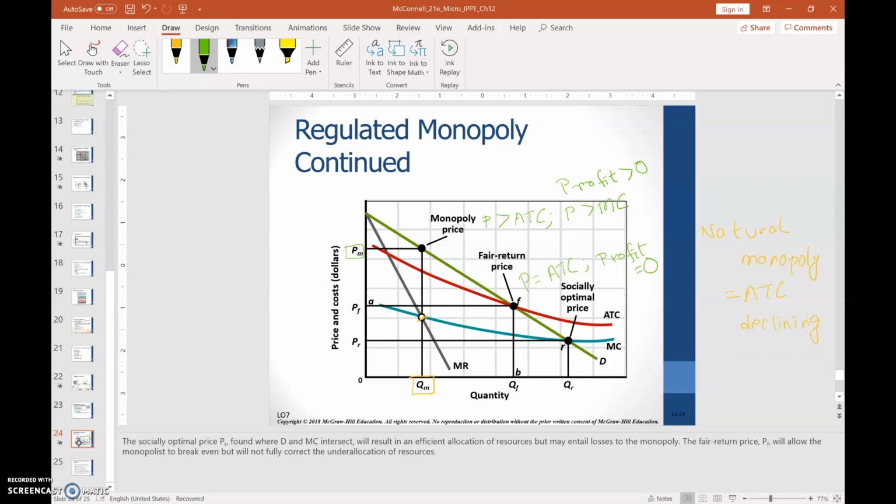Over here, the price is greater than average total cost and profit is greater than 0. Definitely, price is also greater than marginal cost of production.